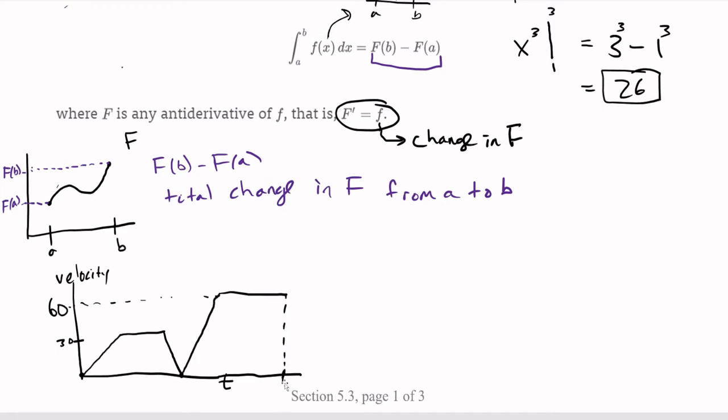All right. So this graph is showing me over time how fast I'm going. So, change, right? That's the idea, change. We're going to call this f of t.